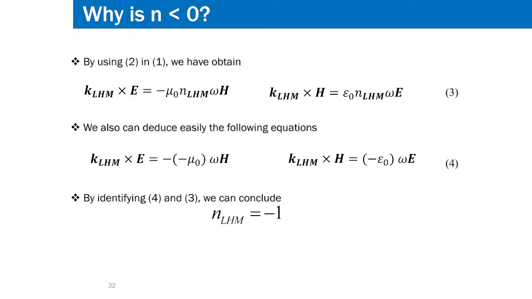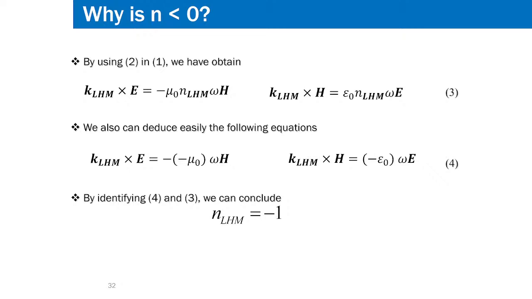On the right hand side, in the first one of the third equation, we have got minus mu 0 omega H. In the fourth equation also we have got minus mu 0 omega H. What is additional in equation 3 is N_LHM. Therefore, if you compare these two, N_LHM is equal to minus 1. Similarly, compare the other pair, you will get N_LHM is equal to minus 1. So, by comparing equation 3 and equation 4, we get N_LHM is equal to minus 1.